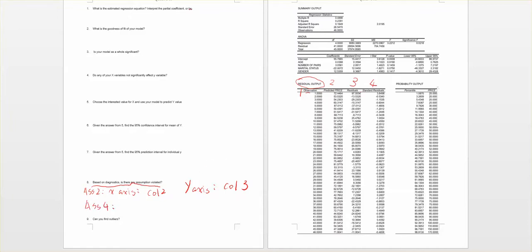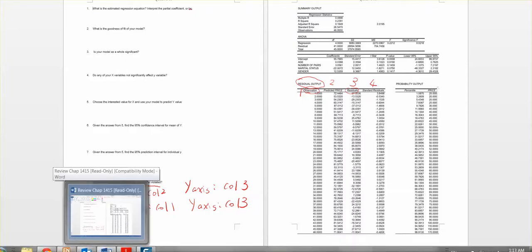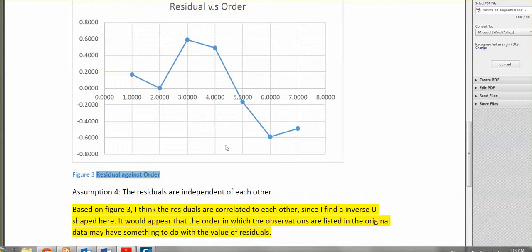We will use the residual against the order of observation plot. When you're using Excel, for the x-axis you will choose column 1, and for the y-axis you will choose column 3. When this is the case, you will think assumption 4 is not violated.